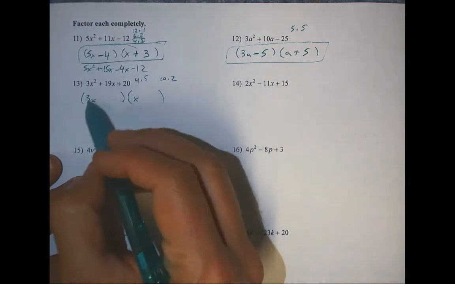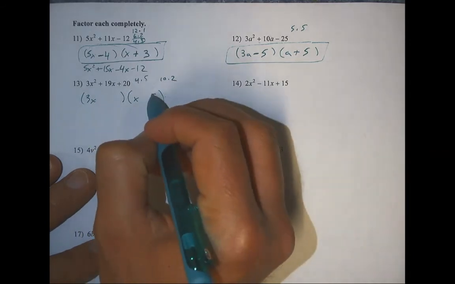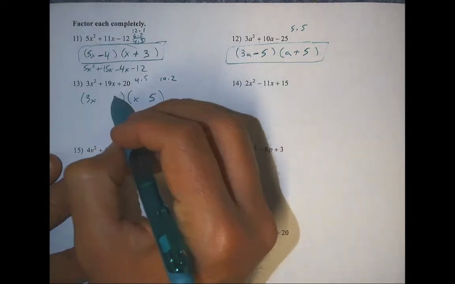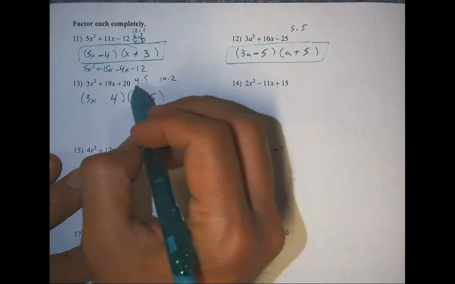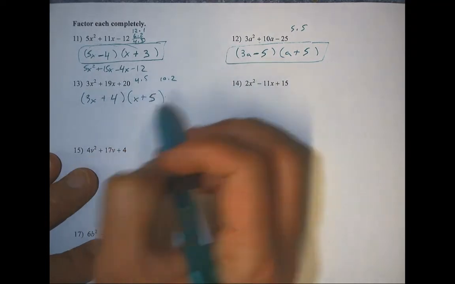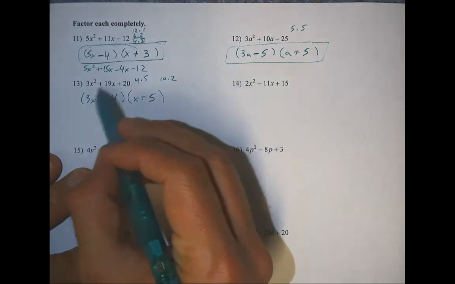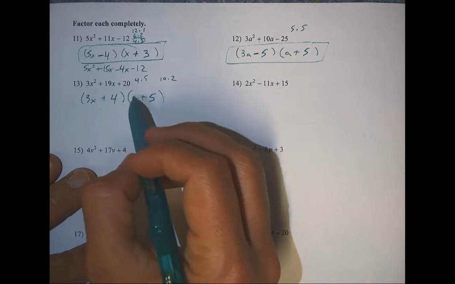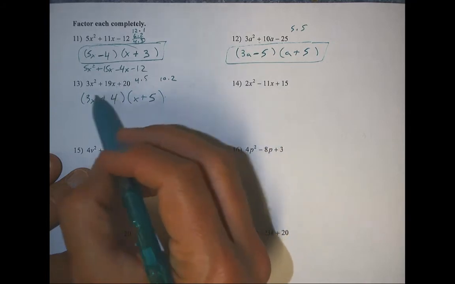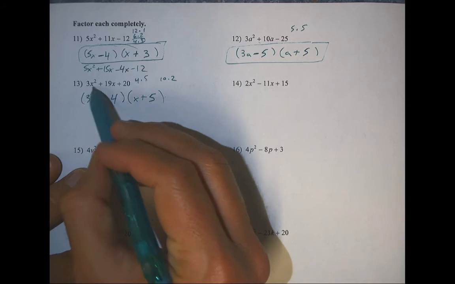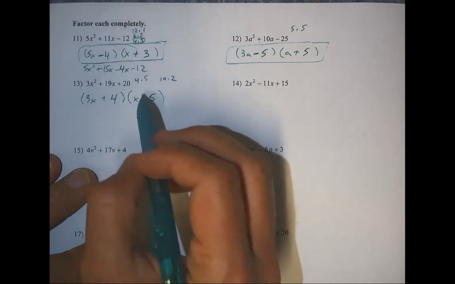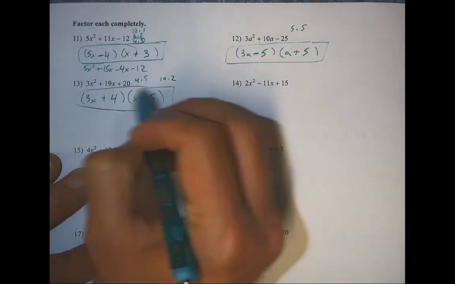So I need the 3 and the 5 to be multiplied together. I'm going to put the 5 right here. That would put the 4 right here. This is all positive, so we should be able to just drop positives in here. Double check yourself. 15x and 4x will make 19x. And of course, up front, you're going to get your 3x squared. And in the back, you're going to get the 20. So this is good to go.